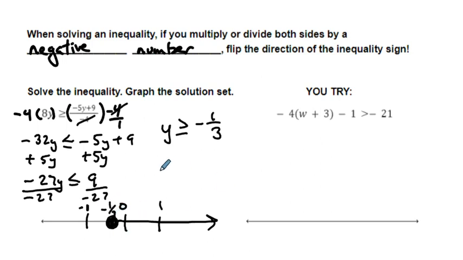Okay, and that's really all there is to it. We're not necessarily doing anything new from what you did before, but what we are doing is remembering that when we do have to divide or multiply by a negative number, we have to flip that sign. Okay, so why don't you pause the video, and you can try this problem, and then come back, and we will have a go at it.